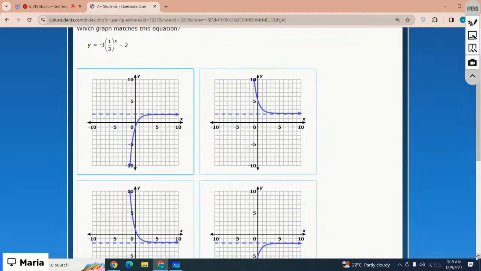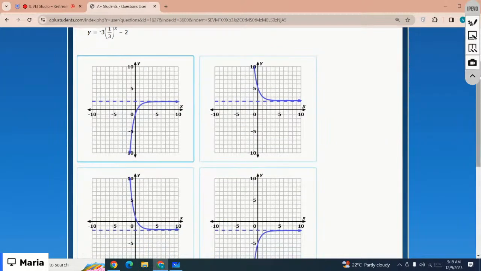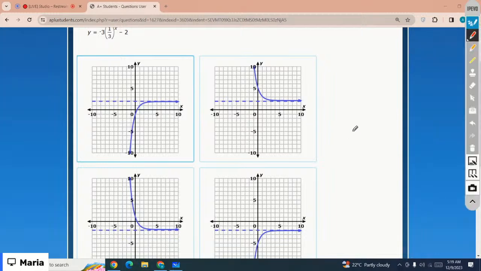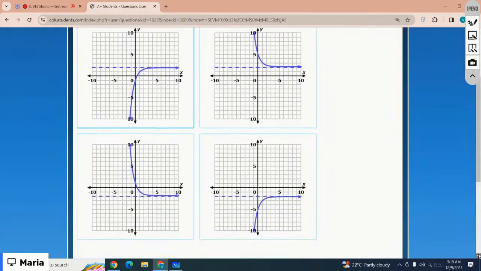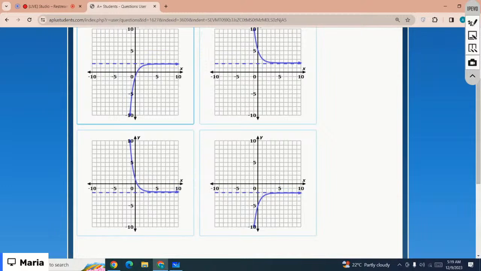The next one is which graph match the equation? The equation is, let me just write down equation here. y equals negative 3 times 1 over 3 to the x minus 2, right? Let's just see which is the correct option. We are given four of the graphs.